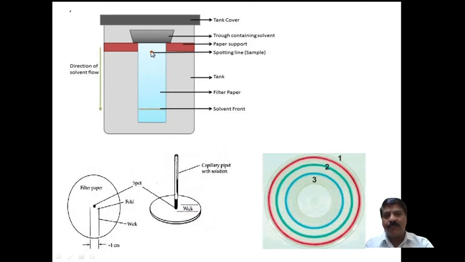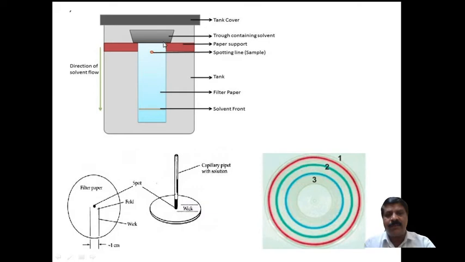The spot will be here, and you allow it to run. The movement is fast compared to ascending, because it works along the gravitational force, but ascending is against the gravitational force. Therefore, that will be a slow process. Here, simply, this is the tank.